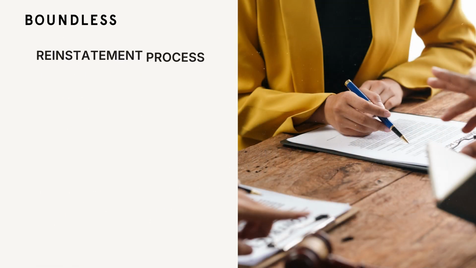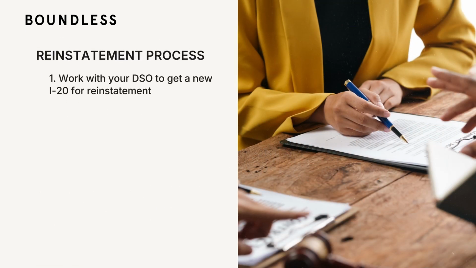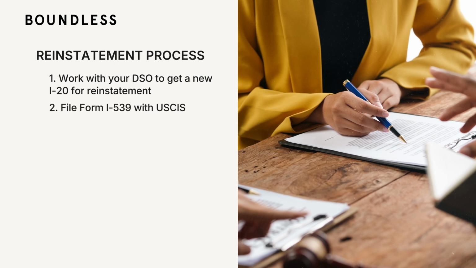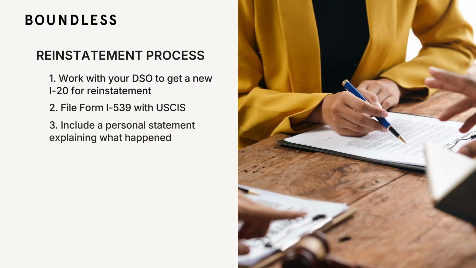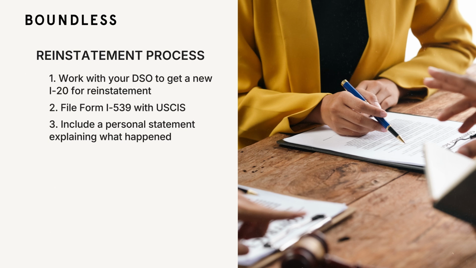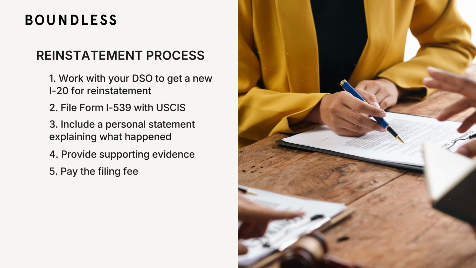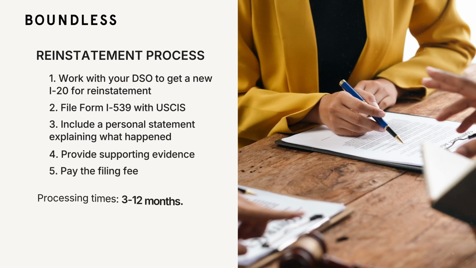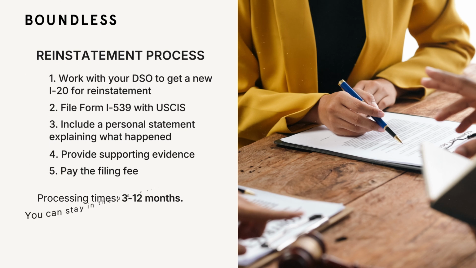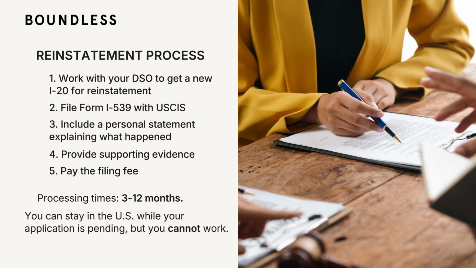The reinstatement process. Work with your DSO to get a new I-20 for reinstatement, file Form I-539 with USCIS, include a personal statement explaining what happened, provide supporting evidence, and pay the filing fee. Processing times can take 3 to 12 months, and you can stay in the U.S. while your application is pending, but you cannot work.